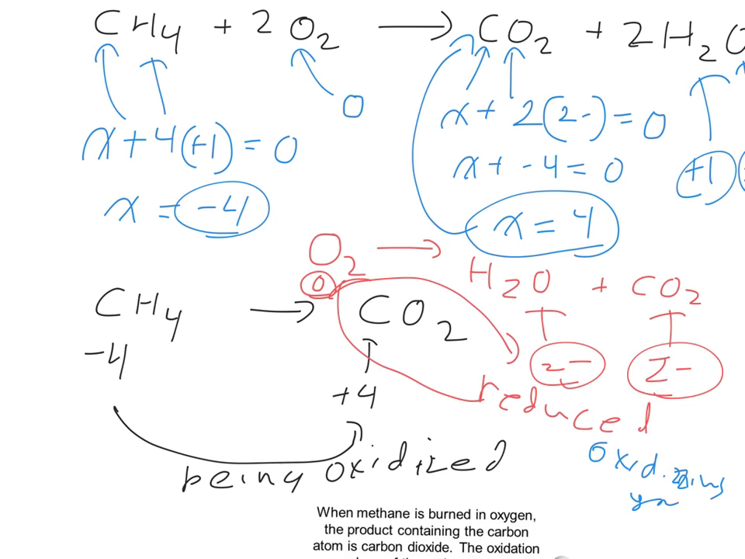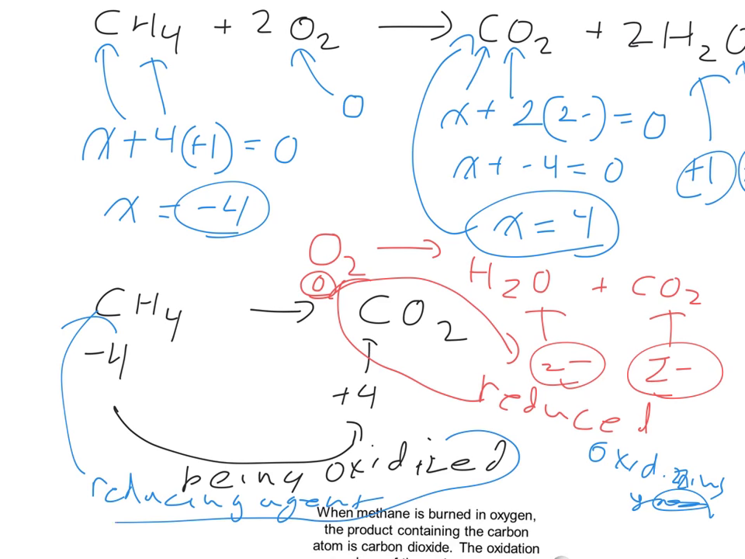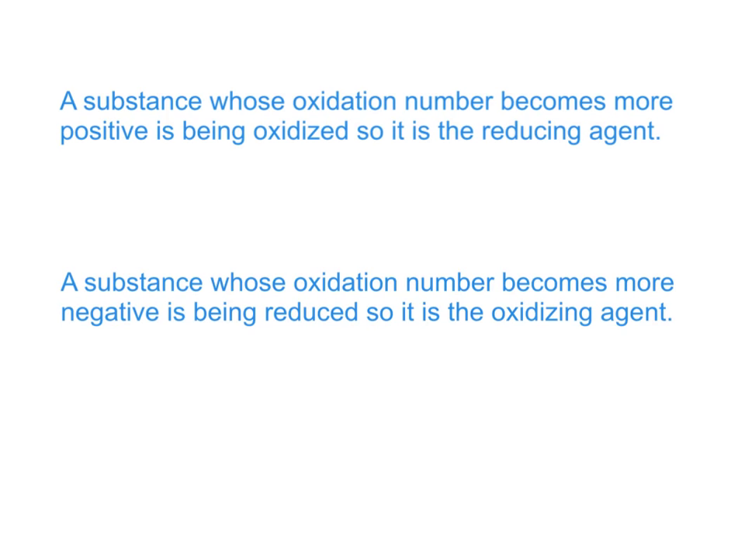Oxidizing agent. And then this methane over here, since it's being oxidized, that makes it the reducing agent. A substance whose oxidation number becomes more positive is being oxidized, so it is the reducing agent. A substance whose oxidation number becomes more negative is being reduced, so it is the oxidizing agent.